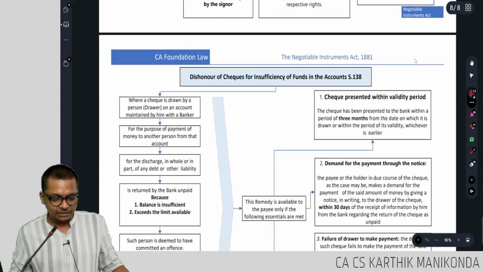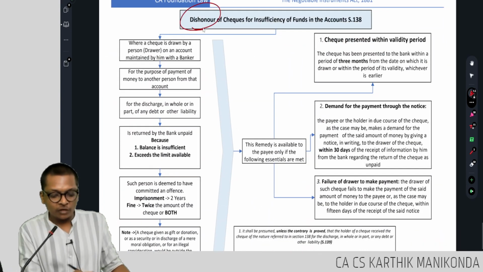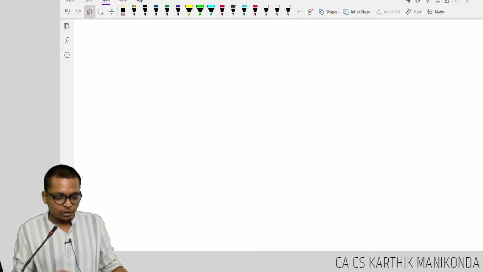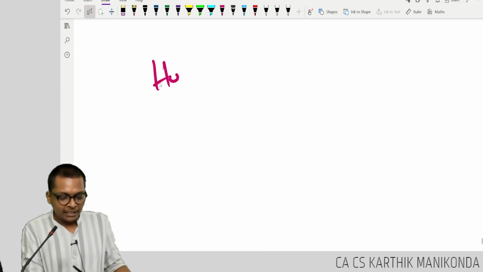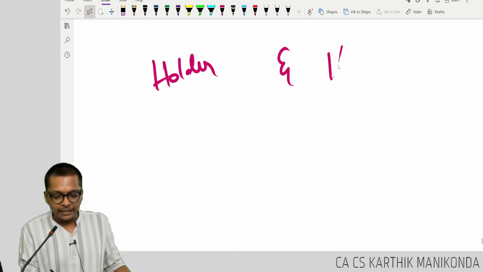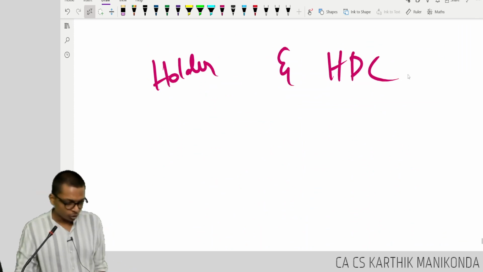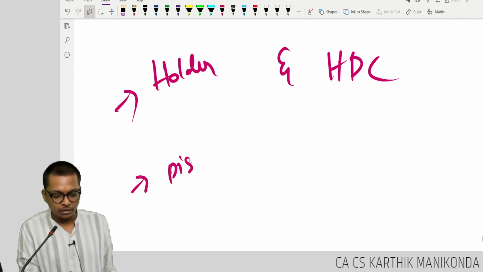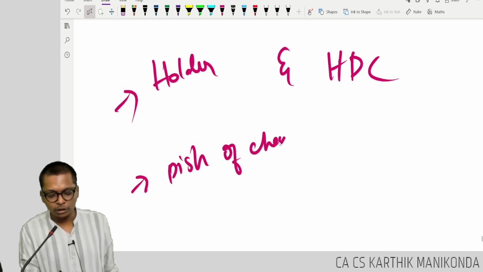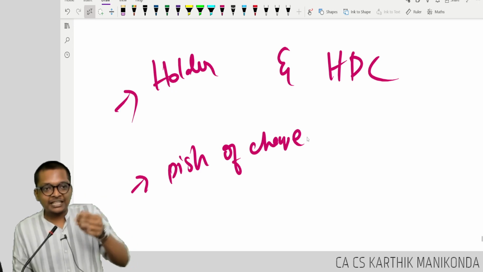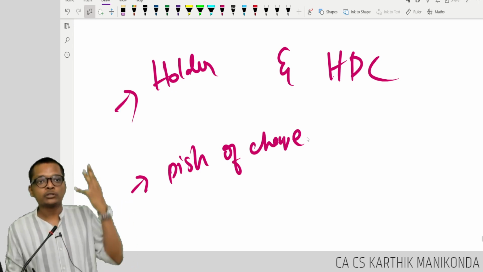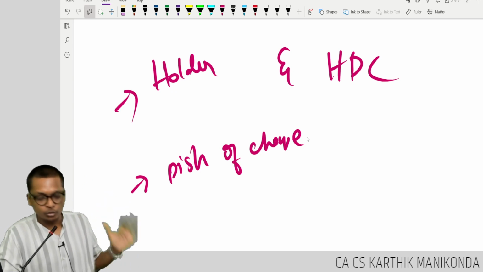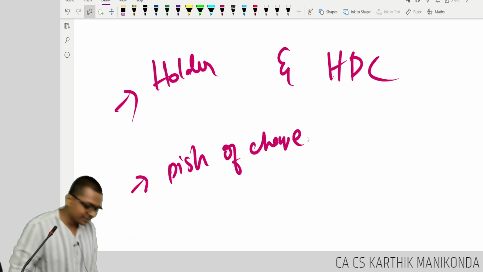What happens in case of a dishonor of a check? Very, very important. And what is the meaning of holder and holder in due course? These 2, I will explain. Dishonor of check means what? I went and put the check in the bank, the check bounced. Check bounce, have you heard of it? There is no balance, sir, no money is coming from the check. What to do? Okay, so these 2 we'll see.